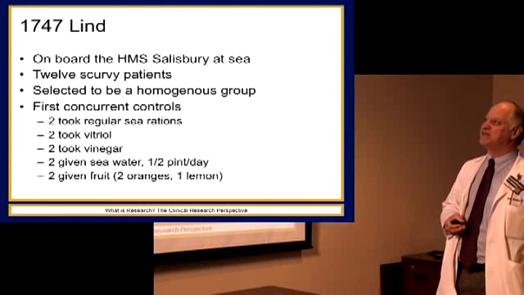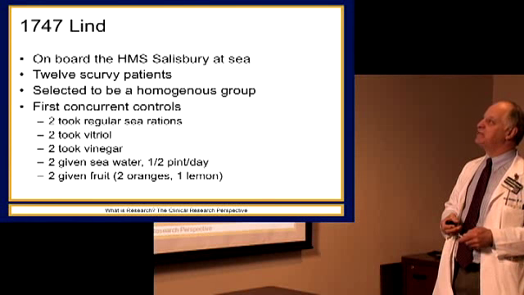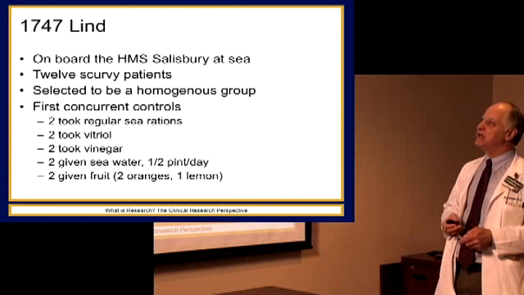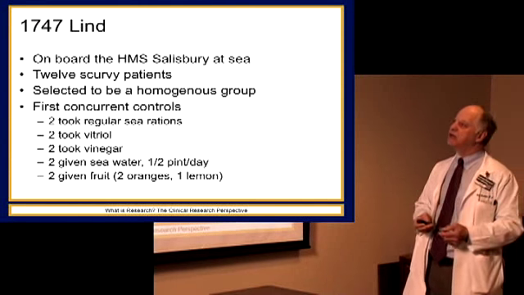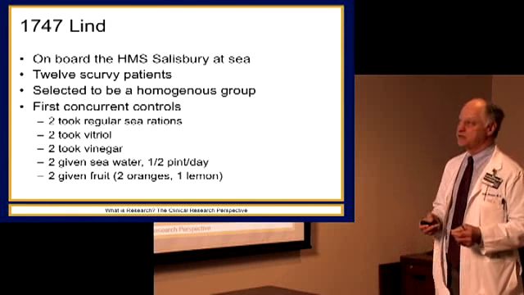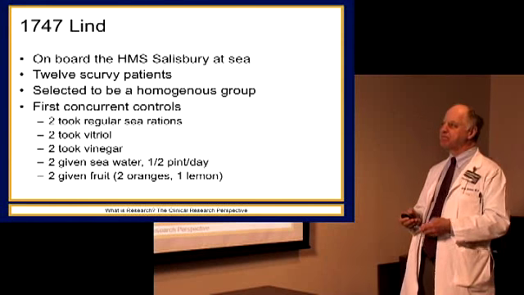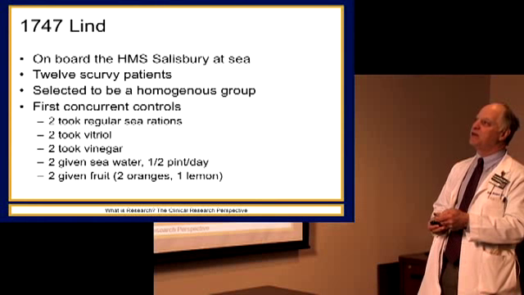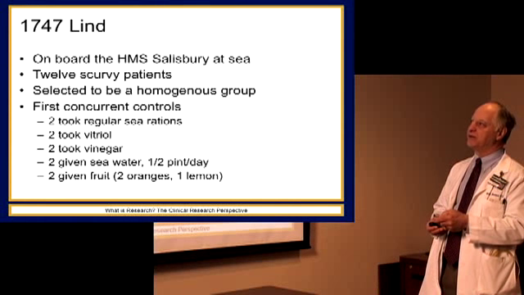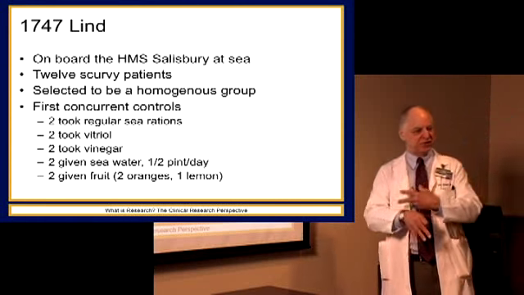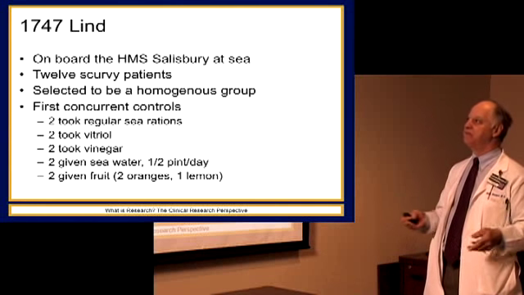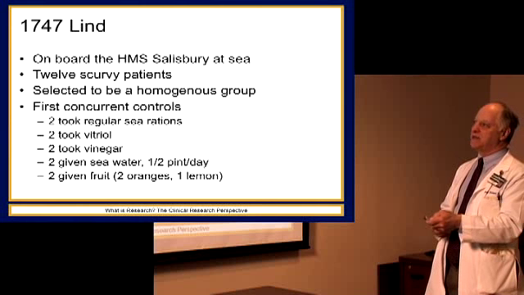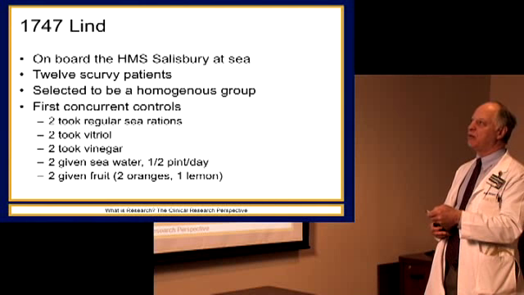Lind in 1747 was on board the HMS Salisbury, a British ship, and he was determined to study scurvy. And he had a notion that scurvy resulted from a dietary deficiency. So he selected 12 patients on board that had developed scurvy. This is a disease where your skin breaks down and you get bleeding gums and bleeding mucous membranes, and it's lethal. And he selected this group to be what he considered to be a homogeneous group.